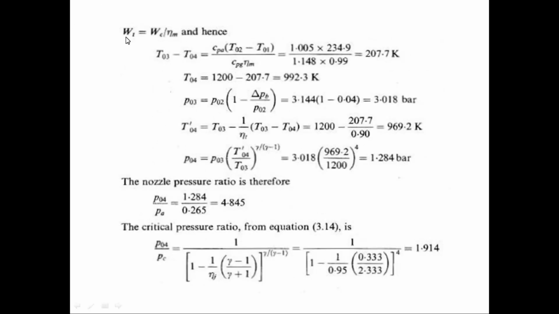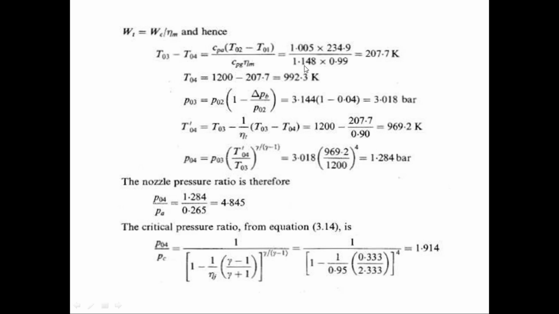Now we know that the turbine work produced is equal to the compressor work divided by the mechanical efficiency. So whatever the amount of work produced by the turbine is going to drive the compressor. So (T03 minus T04) times CPG times mechanical efficiency is the net work produced by the turbine, and this is equivalent to the power required by the compressor, which is CPA times (T02 minus T01).